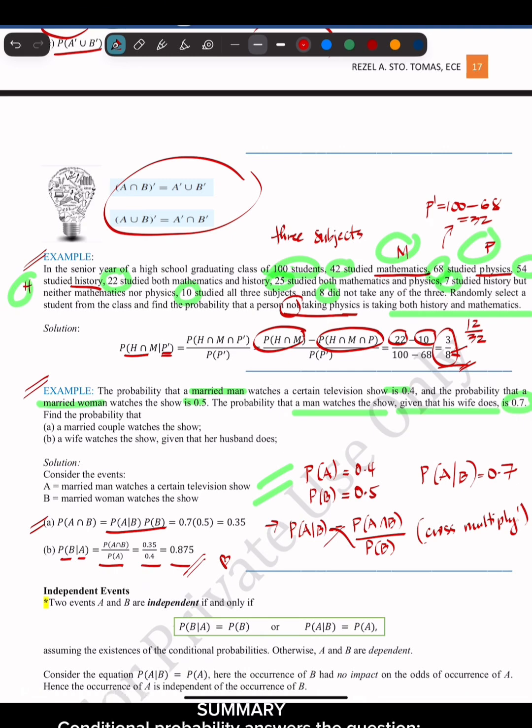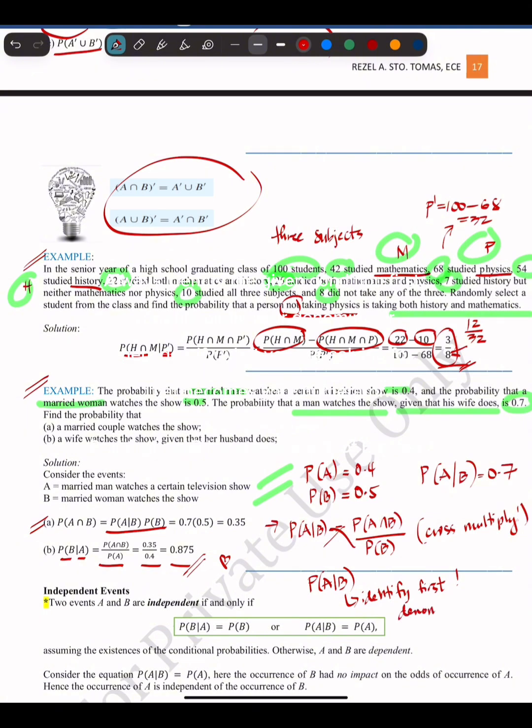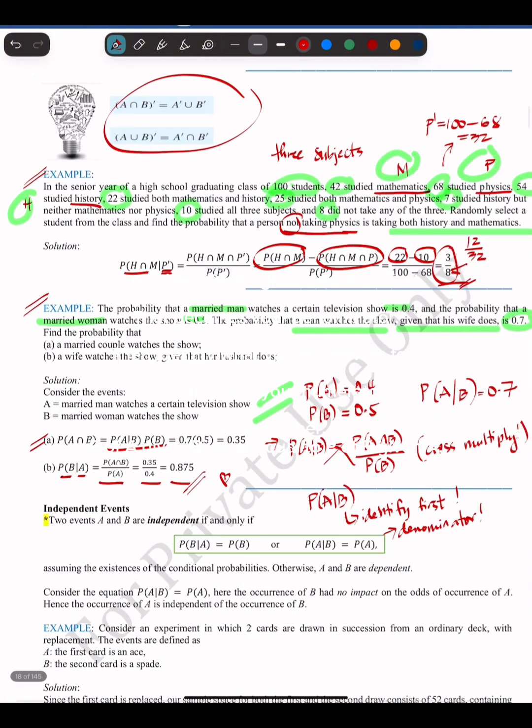Summary: conditional probability answers the question, if we already know something happened, what is the chance something else also happens? Always identify the given condition first. That becomes your denominator. Then identify what you are solving for. That becomes your numerator. And remember, P of A given B is not equal to P of B given A.